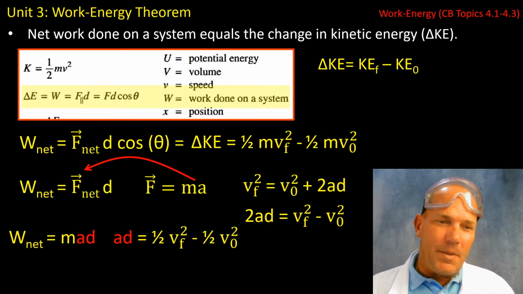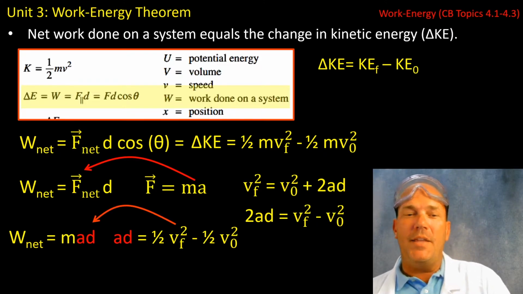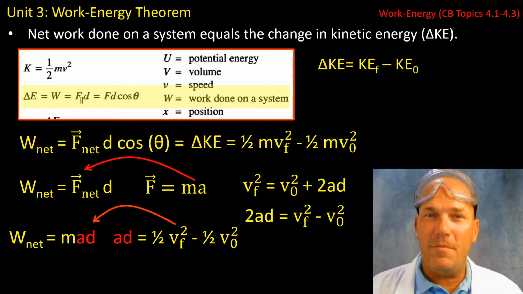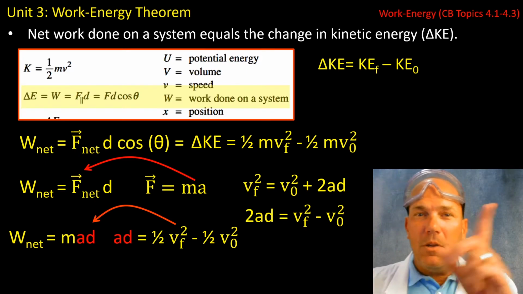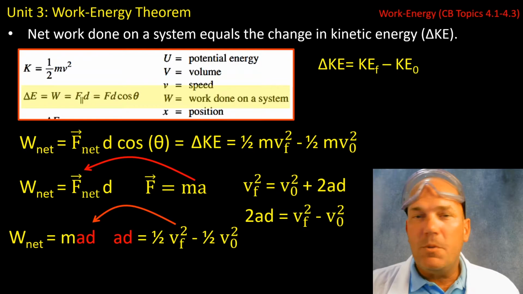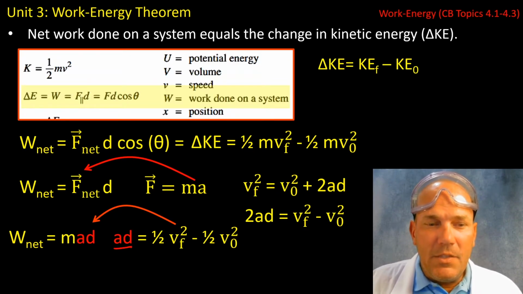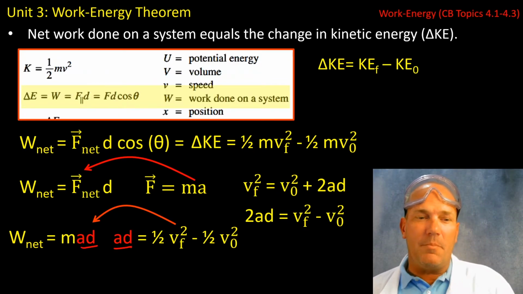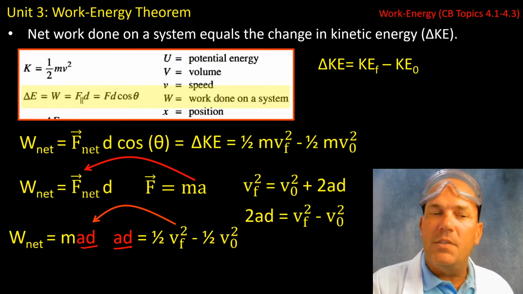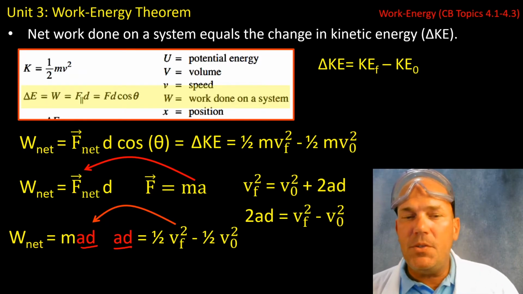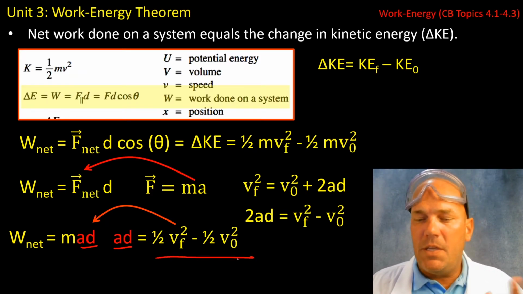The next step here would be to go ahead and substitute 1/2 vf squared minus 1/2 v naught squared into our work equation, because we're showing here that these two quantities are the same. So I'm going to take and remove acceleration times distance from work and substitute in these values here.